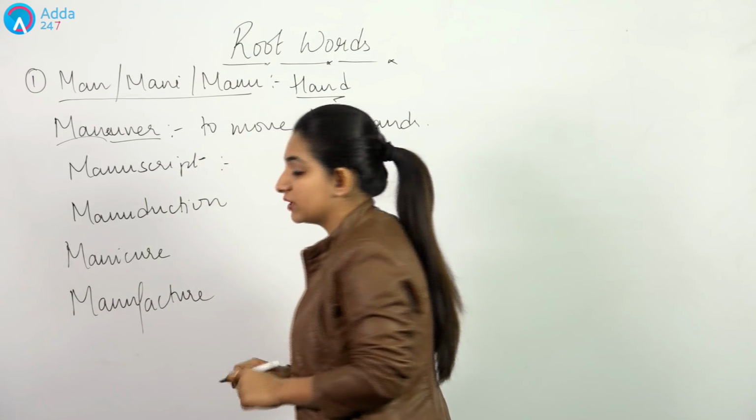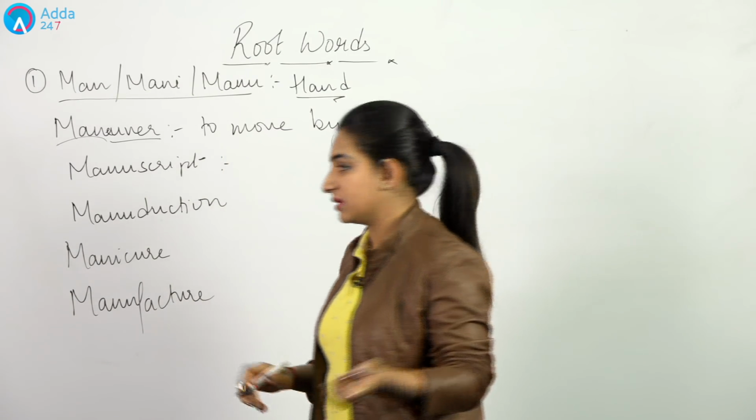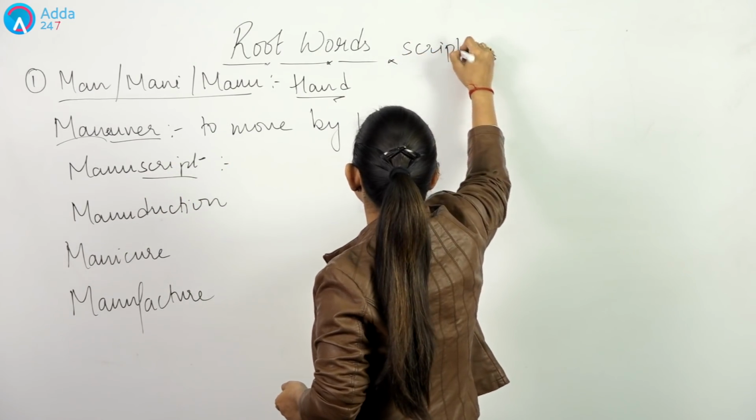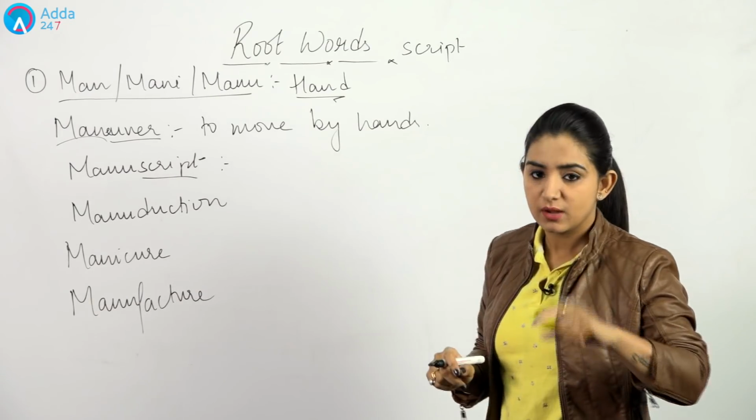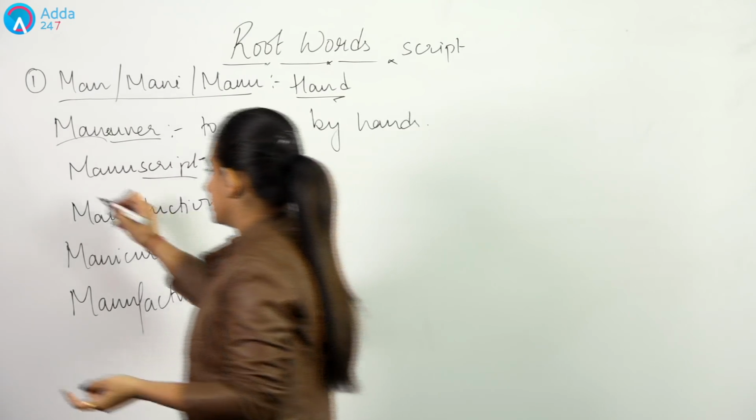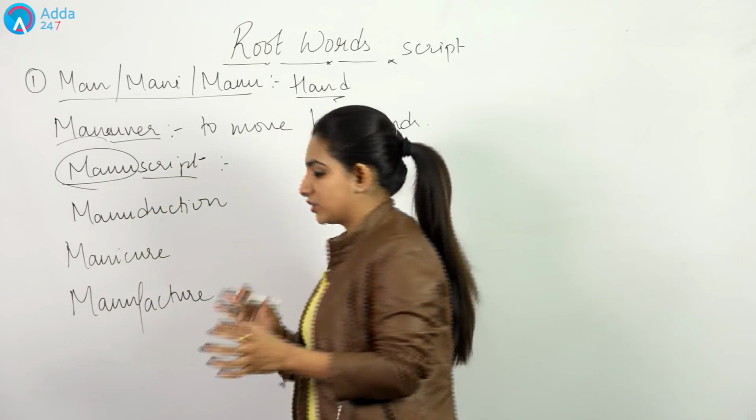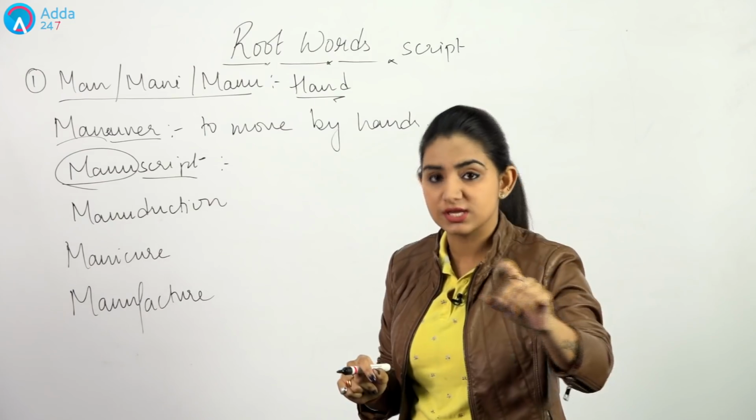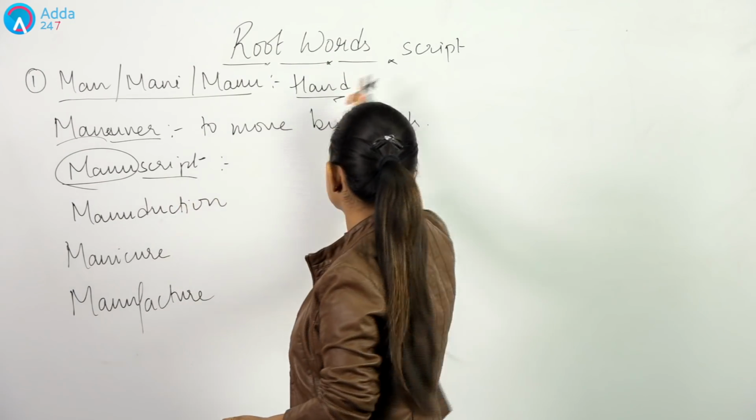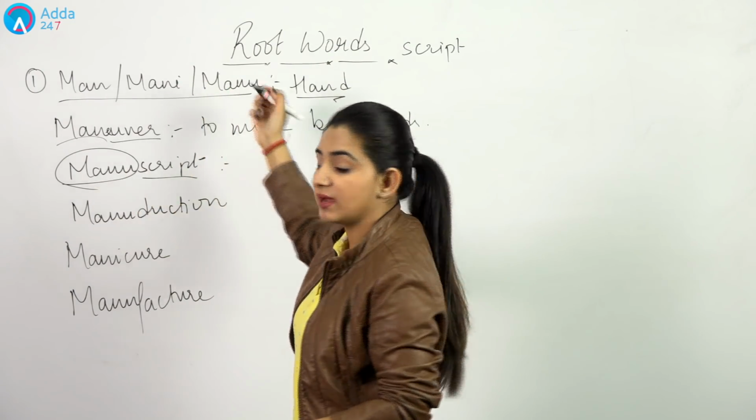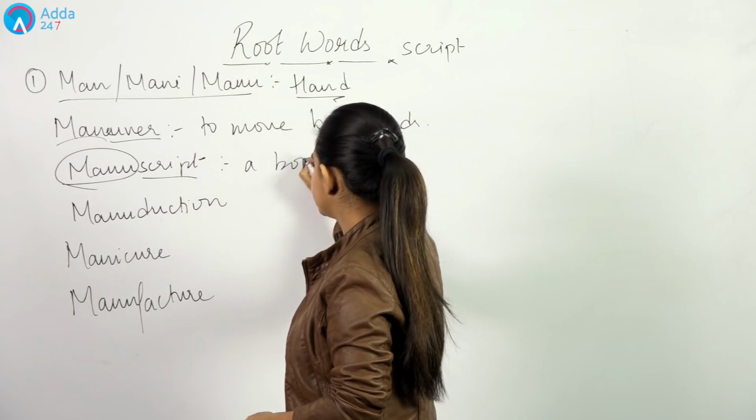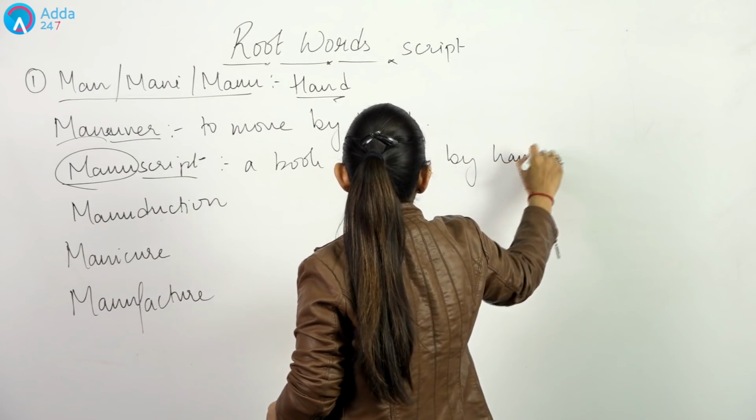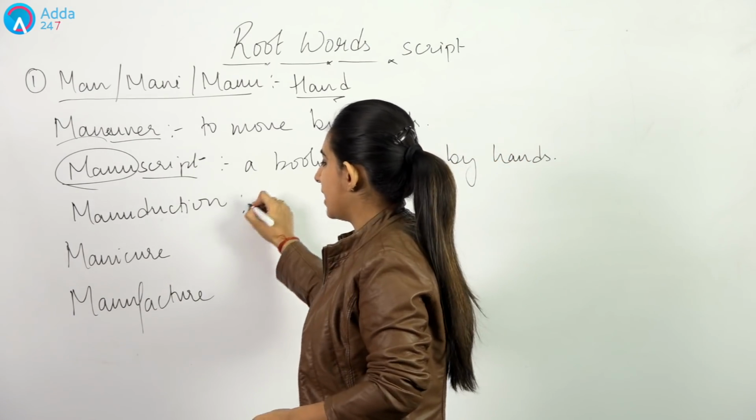Then we have the word manuscript. What does manuscript mean? Script is the word that defines anything which is in written form, right? Anything which is written using hands. And when we adjoin it with a word that is manu, this defines that the script is written but using hands. So script is anything written and manu means hand. So manuscript is a book written by hands.